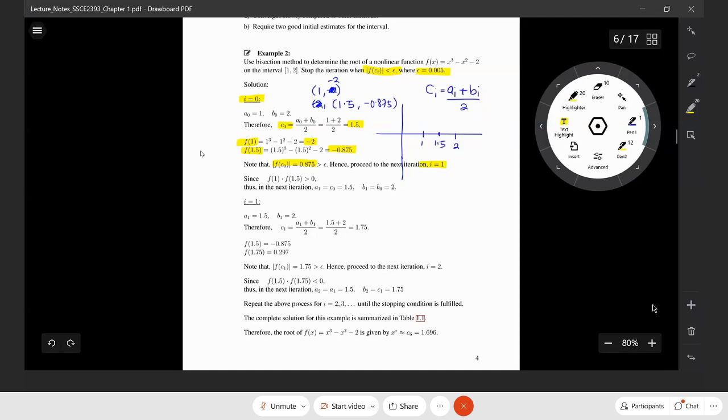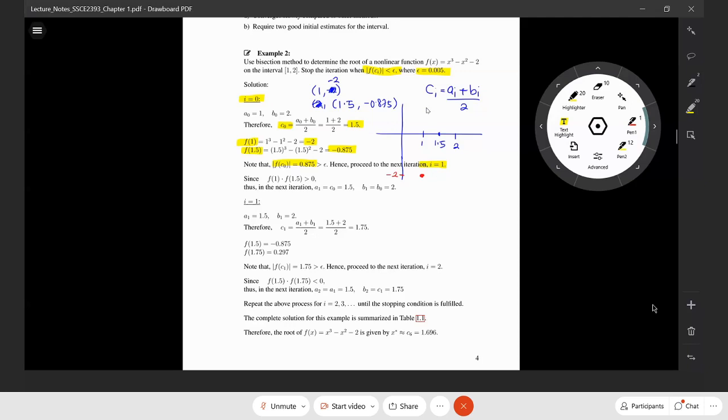Now, I have the point (1, -2). So 1 is on the x-axis, -2 on the y-axis. So it should be at the bottom. Somewhere here is -2. So this is the point (1, -2).